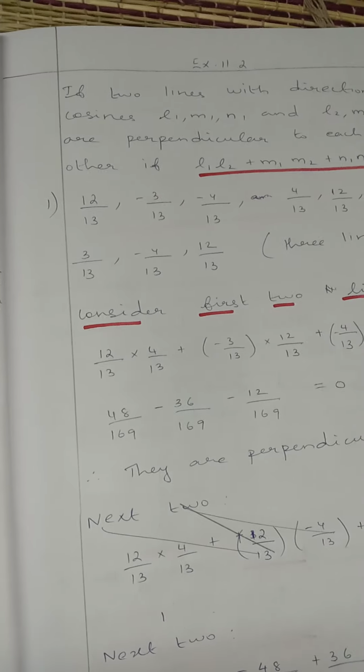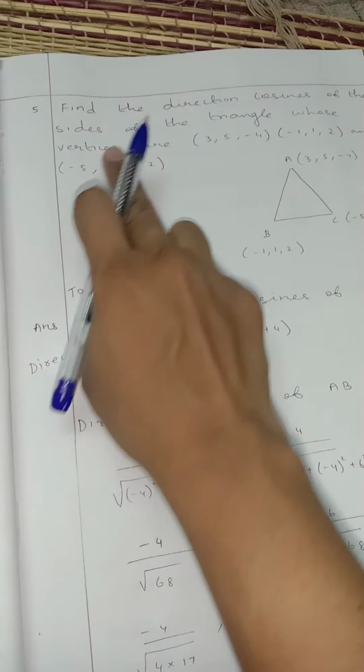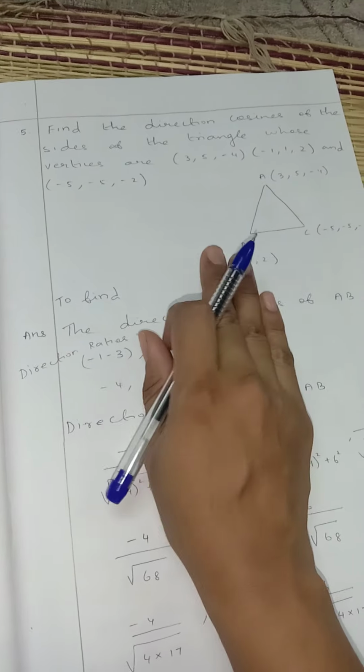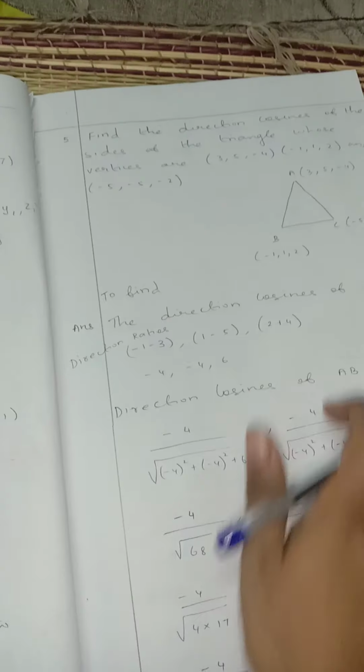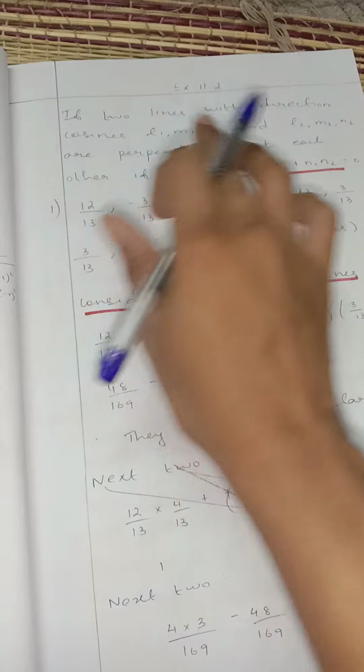Can we go for the next question? See, before that, find the direction cosines when the sides are given. Okay, so with this, the first exercise gets over. We'll pass on to the second exercise.